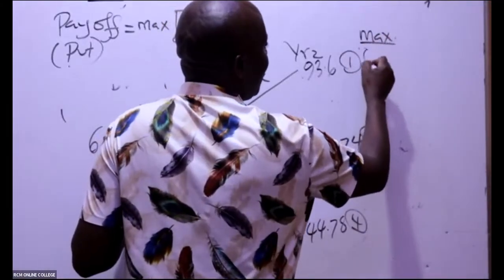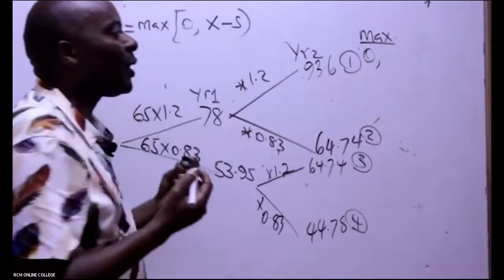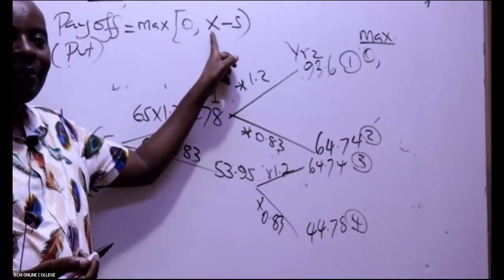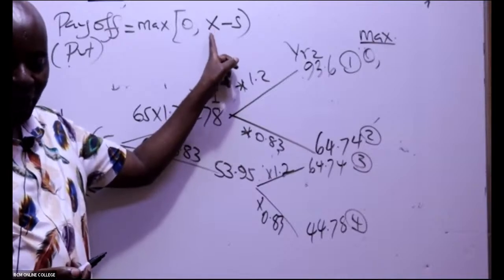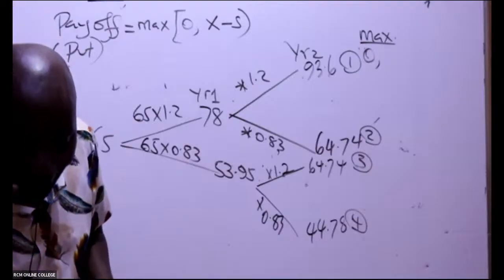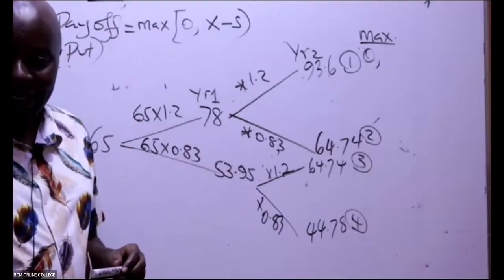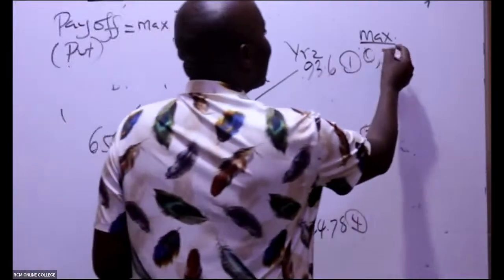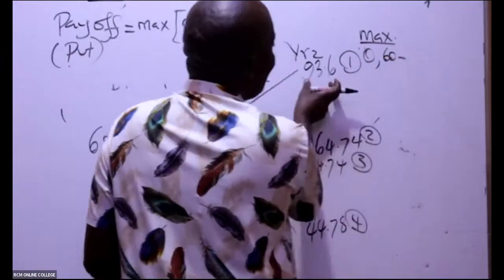Maximum between what here? 0. In this question, ladies and gentlemen, have they given us the exercise price? Is there anybody who is able to see the exercise price? 60. So you take 60 minus the current spot price.